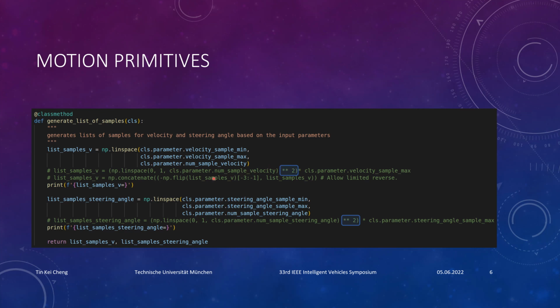And also I kind of flip the velocity thing to let it go in reverse gear somehow. I don't know when it will be needed, but normal cars can do that, so why not just implement it?